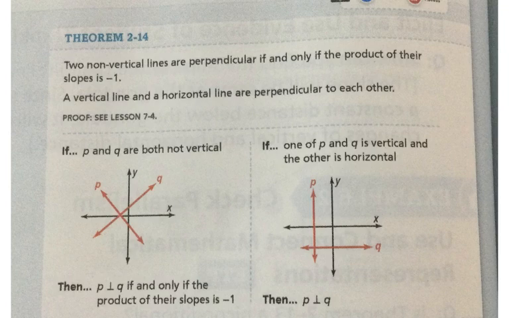Now, if I have one line that is vertical and one line that is horizontal, then those also give perpendicular lines. But we can't use this same logic because the slope of a vertical line is undefined. So they can't be treated the exact same way.